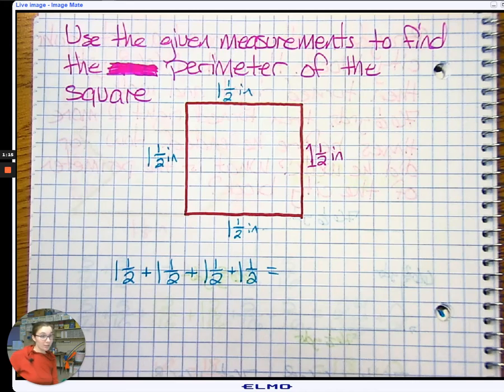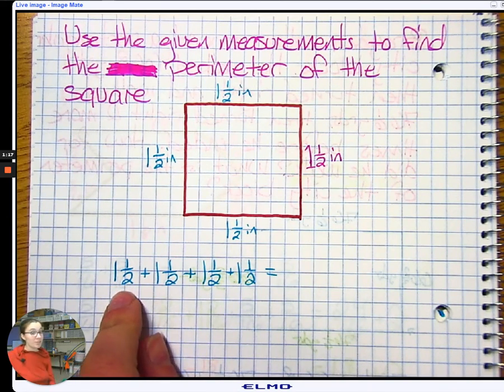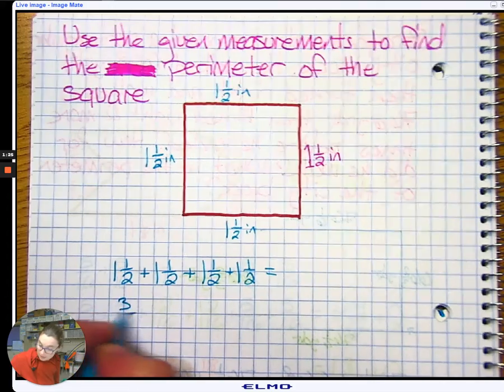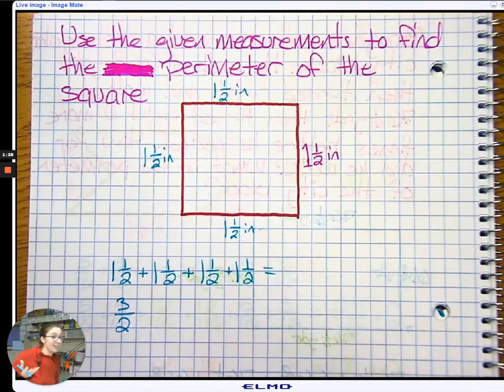I'm also not going to change these into improper fractions either, just like in the last 2 examples. I could. It would just be 3 halves, 3 halves 4 times, and I could do that. That's fine. For this one, I'm just going to add the fractions and the whole numbers separately.